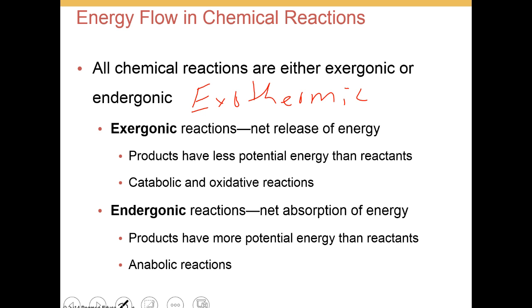Endergonic reactions require an input of energy, and probably some of you may have heard of endothermic. So usually these are going to gain heat energy from the environment, but it could be other types of energy. It could be ATP energy it gains from the environment. In an endergonic reaction, we build more complex molecules, so the products have more potential energy than reactants. They're anabolic reactions. We're building bigger things.